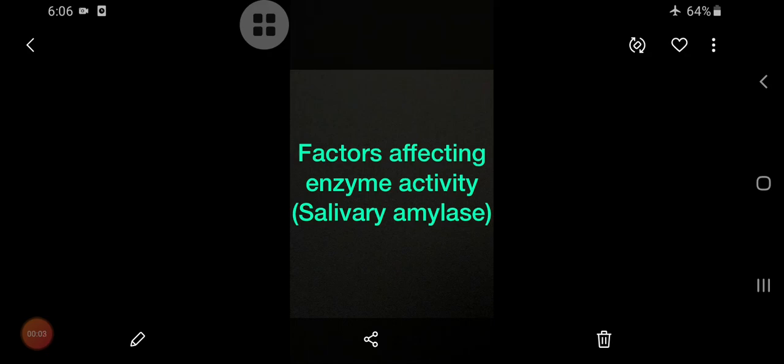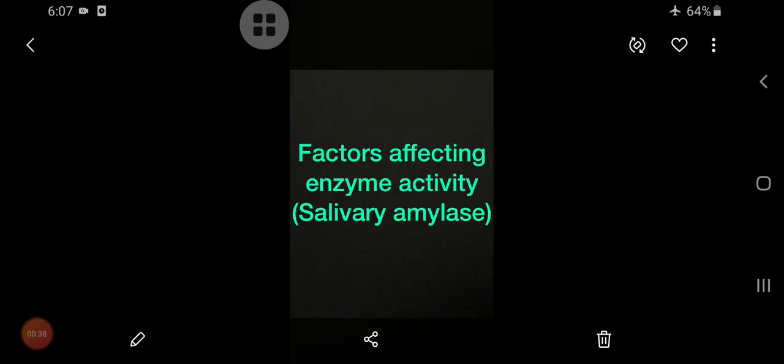This is a video demonstration in which you will be watching how the activity of salivary amylase, which is an enzyme released by the salivary glands in your mouth, is affected. We will see and observe how the activity of this enzyme is decreased or destroyed by factors such as pH and temperature. So in this video we will observe the findings.